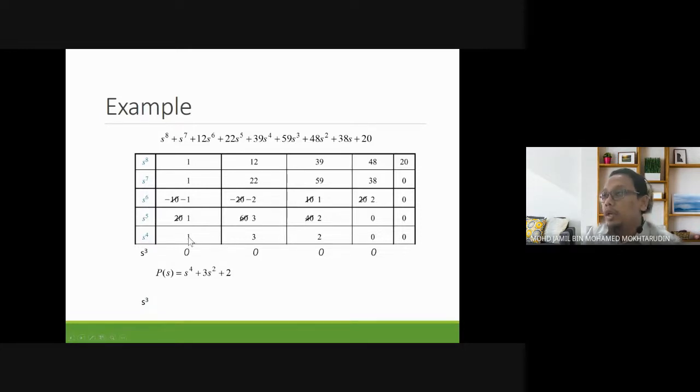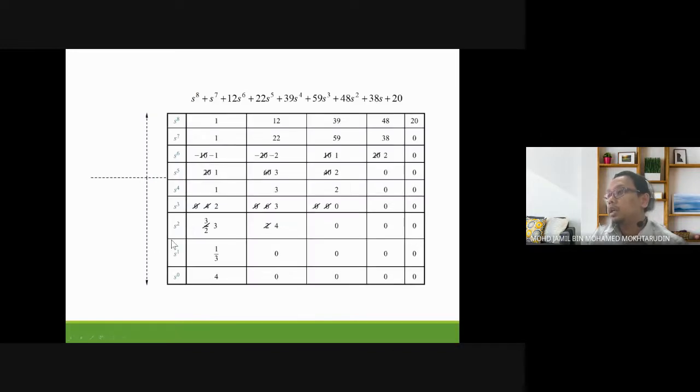So we have 1 here. So it becomes S power 4 plus 3S squared plus 2. And then differentiate this polynomial. So you get 4S cubed plus 6S. And then use these values to replace the row S3. And then from the new values, you continue the calculation for rows S2, S1, and S0. Okay.